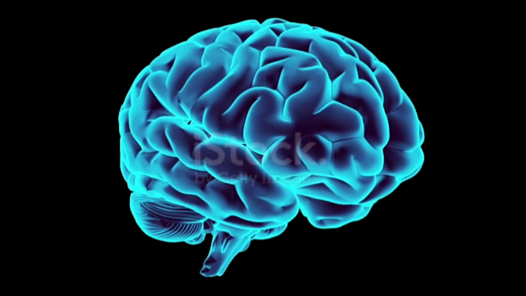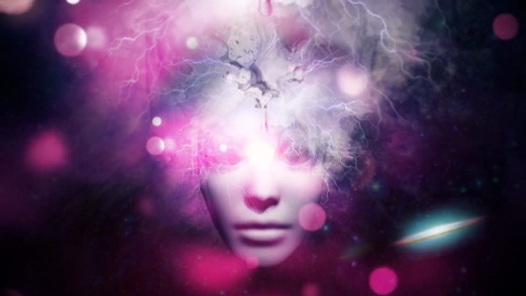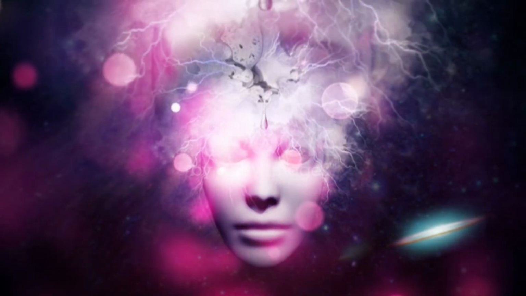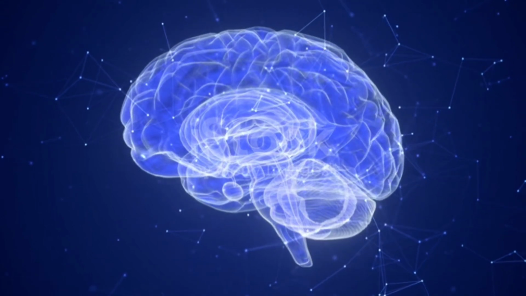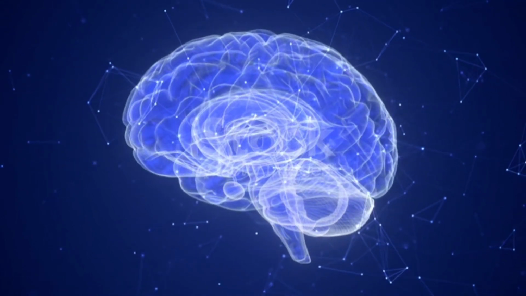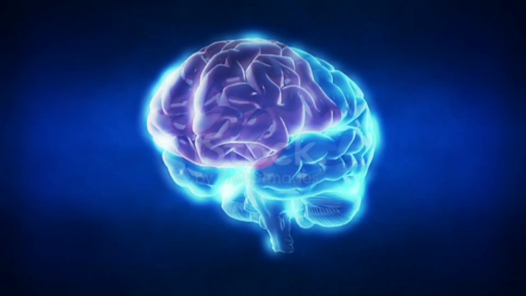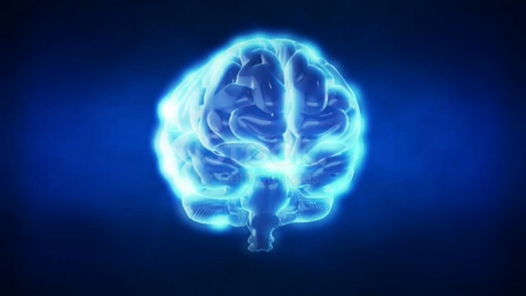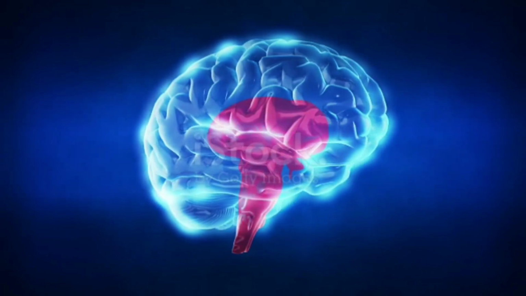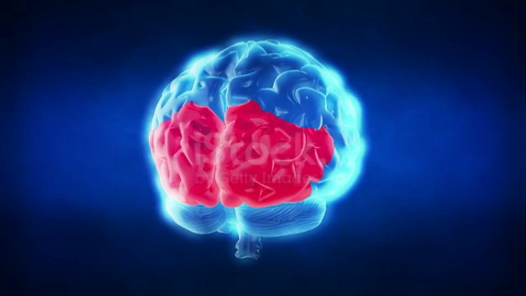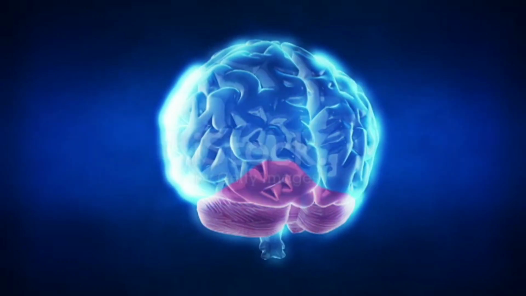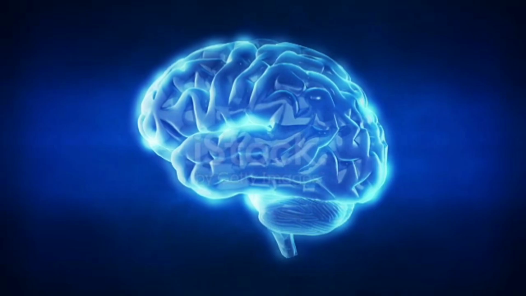The frontal lobe is involved in decision making, problem solving, and planning. The parietal lobe processes sensory information like touch, temperature, and pain. The temporal lobe is essential for processing auditory information and is also involved in memory and emotion. And last but not the least, the occipital lobe. The occipital lobe is responsible for vision.